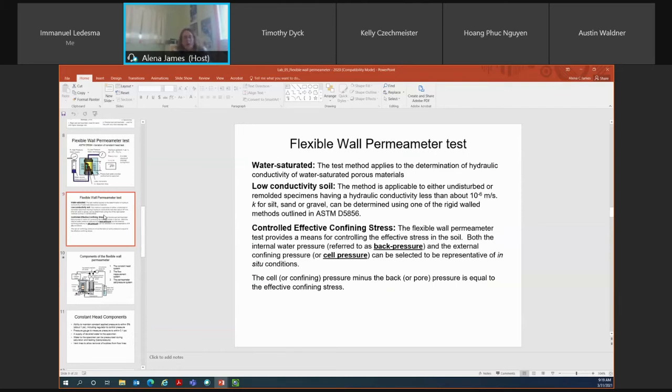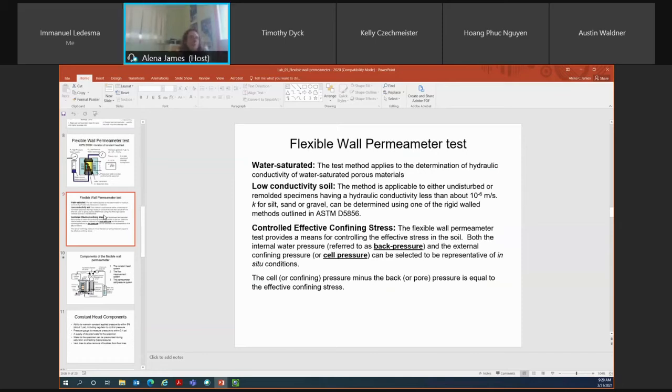If we were to do this in the lab, we would prepare the specimen, put it in the flexible wall permeameter cell, and then we would saturate and consolidate the specimen consecutively or simultaneously, and that would take us about a week. Once the specimen has undergone saturation and consolidation, then we would be able to begin our permeation phase, or calculating what our hydraulic conductivity is for that specimen.